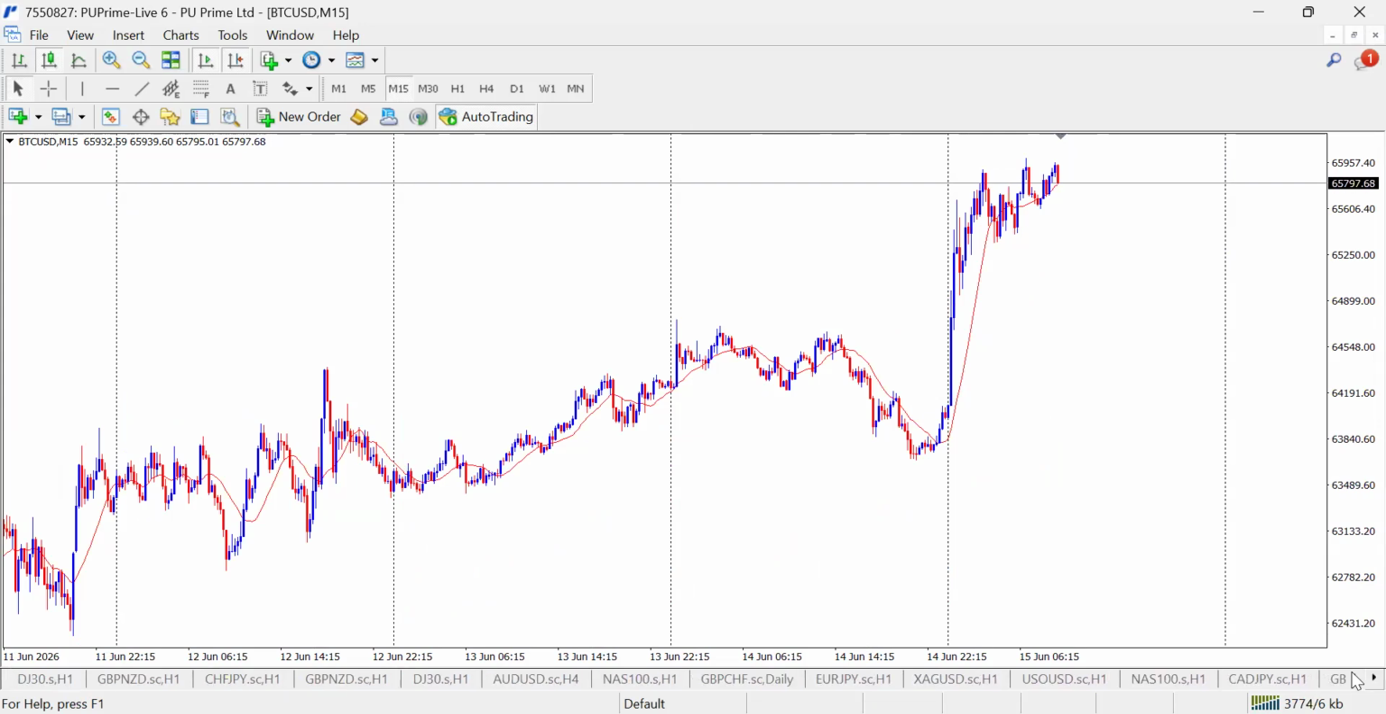Now look at two more currencies. I'll call it a day. Like I said, the market is just waking up.